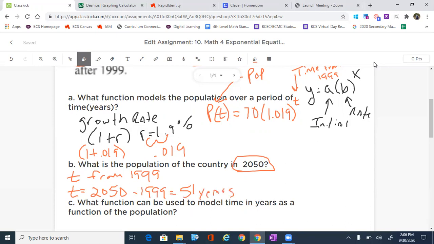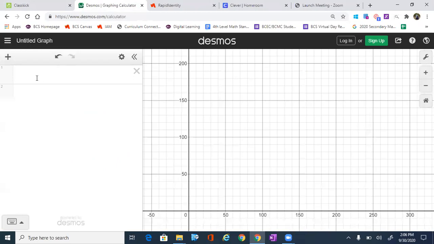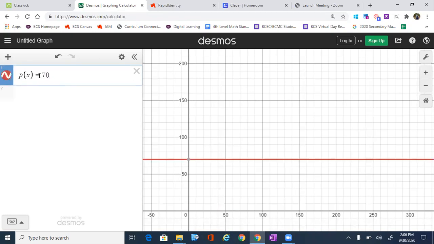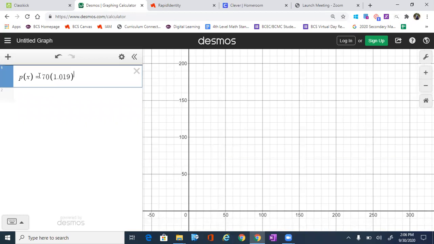Nice and easy, we just come over, we find P of 51 equals 70 times 1.019 to the 51st power. Let's go to Desmos. We'll make some calculations real quick, and let's plug in our P of t equation. Now, Desmos doesn't like P of t so much as it likes P of x. So I'm going to write P of x equals 70 times 1.019 to the x power.